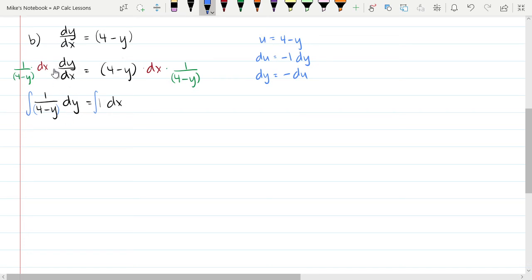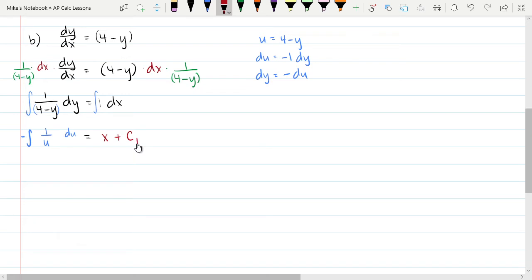So when I substitute over here, that means I now have the integral of 1 over u times a negative du. So that negative is going to come out in front. And then on the right side, with respect to x, the integral of 1 is just x, plus, I'm going to call this c1 to start with.